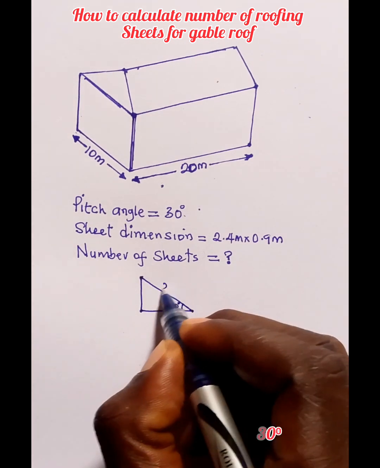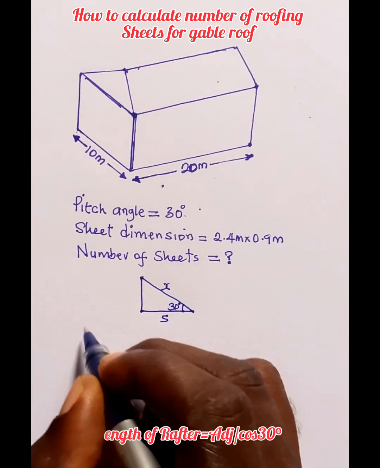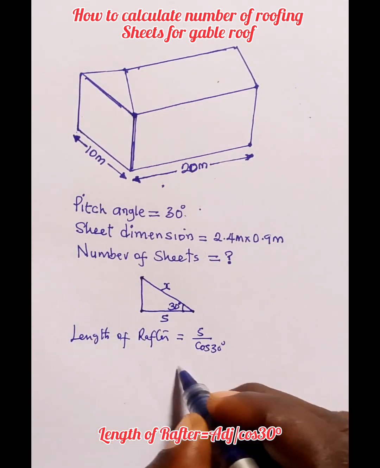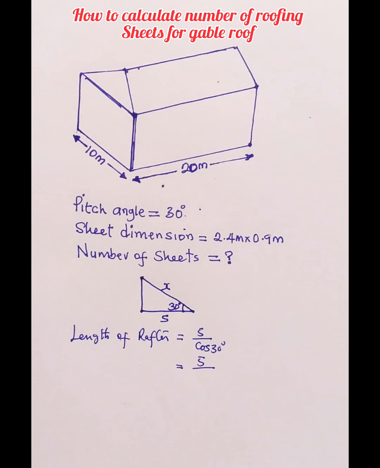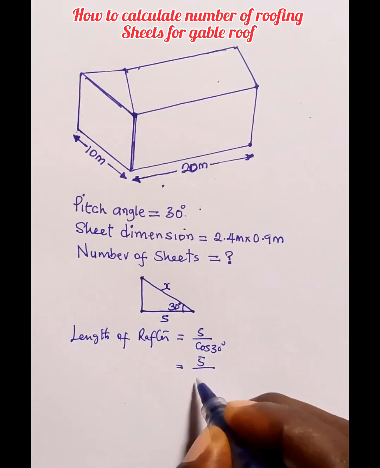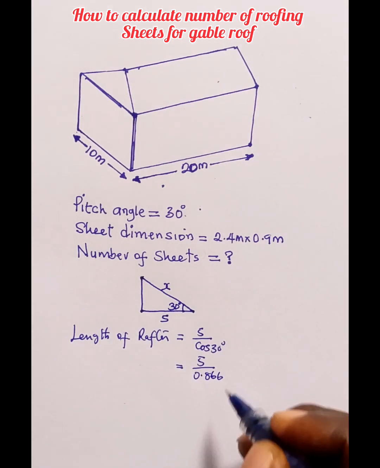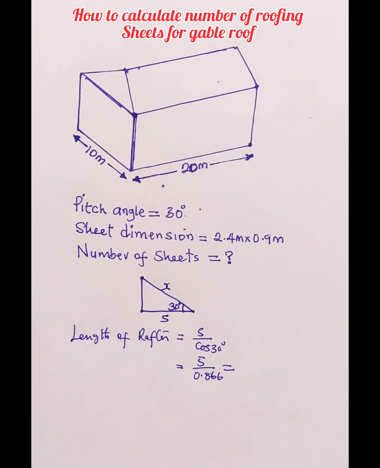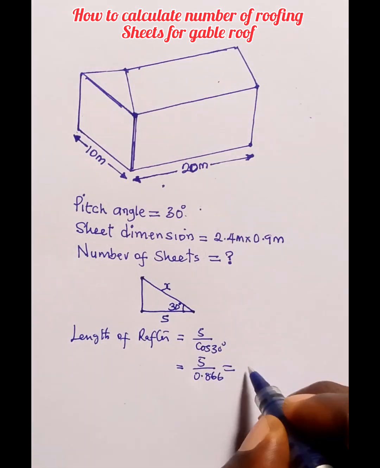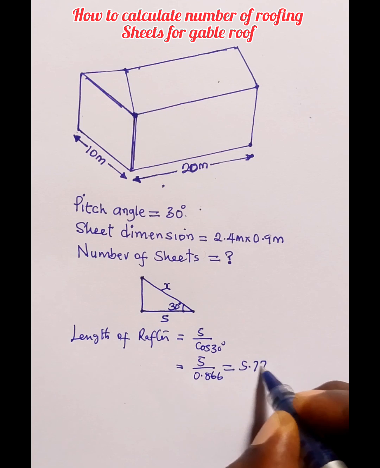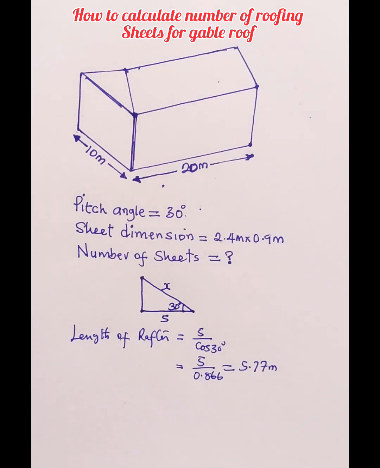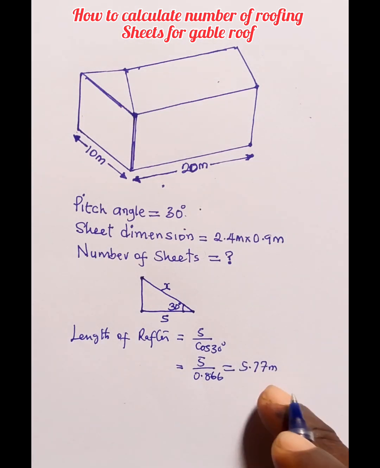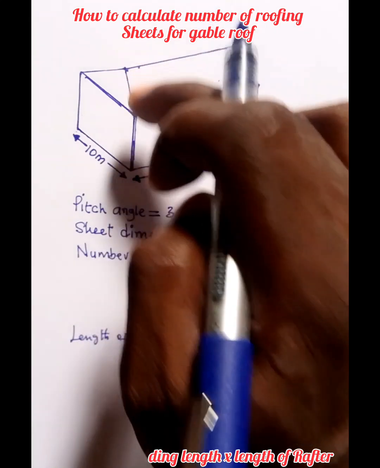So the length of the rafter is what we are asked to calculate, which is equal to 5 over cos 30, which is given us 0.866. If you divide 5 by this, you have 5.77 meters. This becomes the length of rafter. If you have known the length of rafter, then the calculation is done. The next thing for us to do is to find the roof area. I have known the length of this rafter from this point to this point.